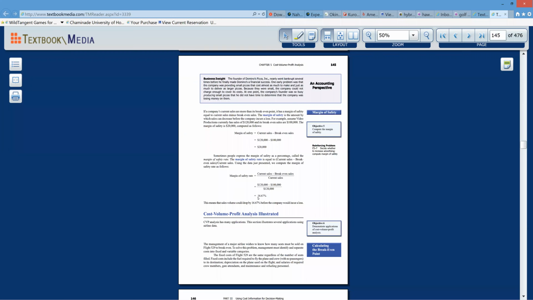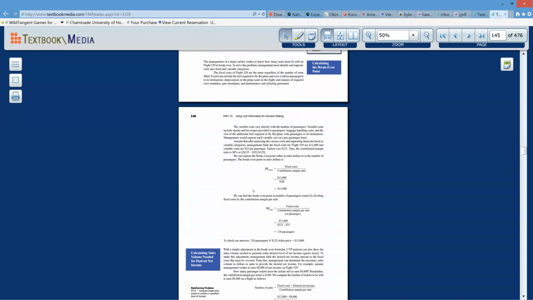So it's more useful to look at the margin of safety as a percentage, because that takes into consideration the scope or scale of a company, the relative size. This company can lose 16.67% of its sales and still break even. So that's a pretty good cushion. Obviously, the higher this percentage, the better. So margin of safety ratio, the higher, the better. In other words, they have a bigger cushion in case they lose sales. So that's what margin of safety is basically: how much cushion does a company have based on current sales before they start to lose money.